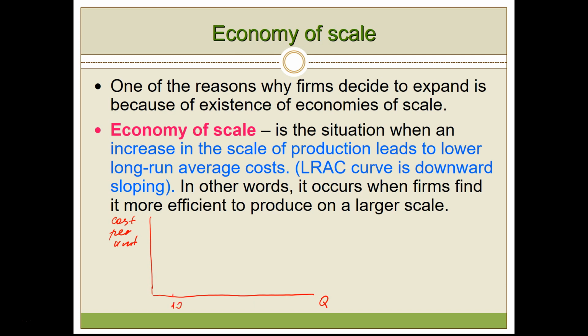Let's imagine that we produce on a small scale, let's say 10 units of output. It might cost us, let's say, £100 per each unit. If we increase production to, let's say, 1,000 units, our costs will drop, let's say, to £40. And if we produce on a very large scale, like, let's say, 1 million items, it might cost us, let's say, £10 per each item. In other words, if we combine these points together, long-run average cost curve will be downward sloping. The more we produce, the cheaper it becomes per unit.